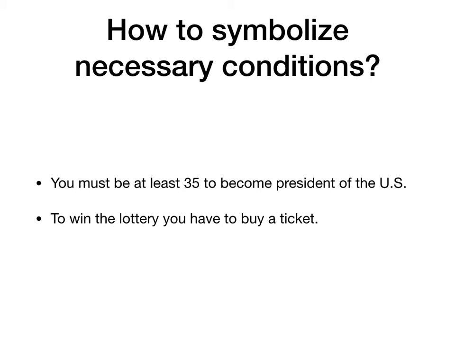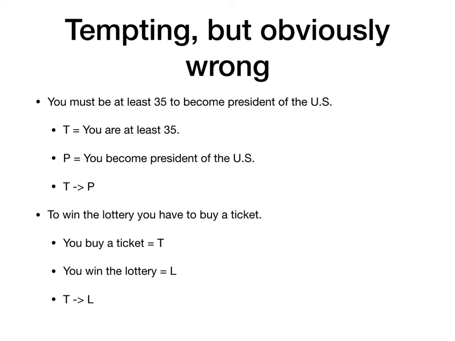Well, how to symbolize necessary conditions? Let's look at two. You must be 35 to become president of the U.S., or at least 35. To win the lottery, you have to buy a ticket. So there's a tempting but obviously wrong way to symbolize these. T, you are at least 35. P, you become president of the U.S. T arrow P, right? Why is that obviously wrong?